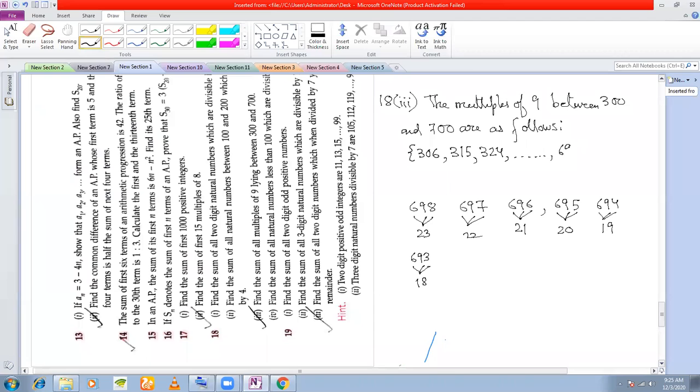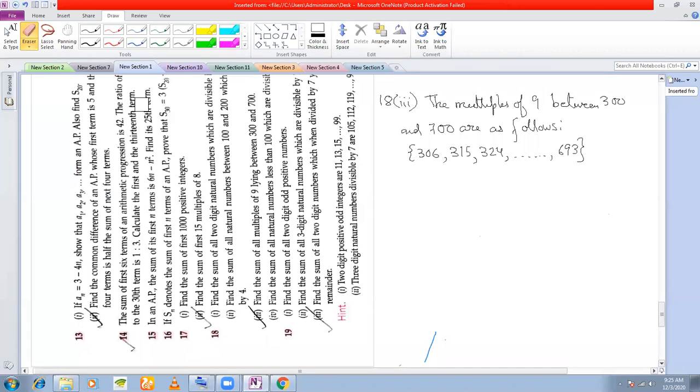So you need to add up this AP series, this arithmetic sequence or AP. So this is an AP with first term A1 equal to 306, common difference 9, right?